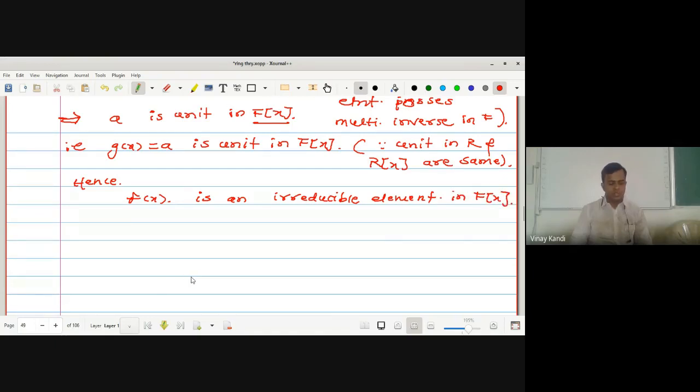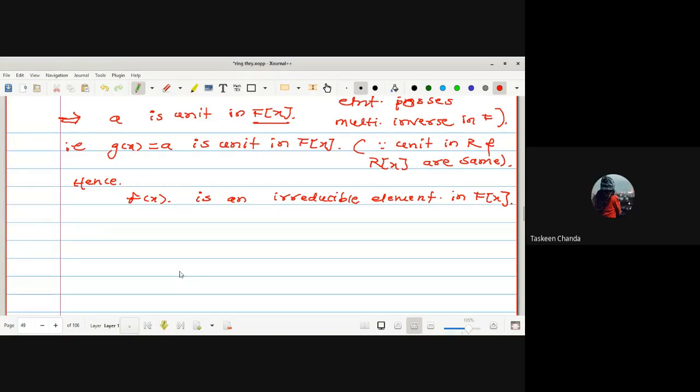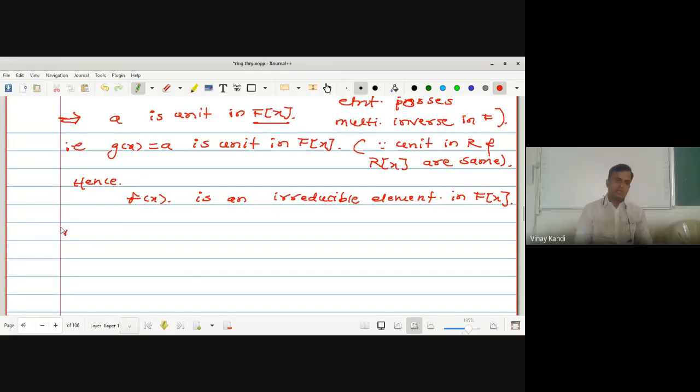Okay, any doubt up to here? No, sir. And the second part, the if part, we already proved that. Every irreducible element is an irreducible polynomial. Look at the theorem on page number 32 in your notes, which I sent. So let f of x belonging to capital F of x be an irreducible element.